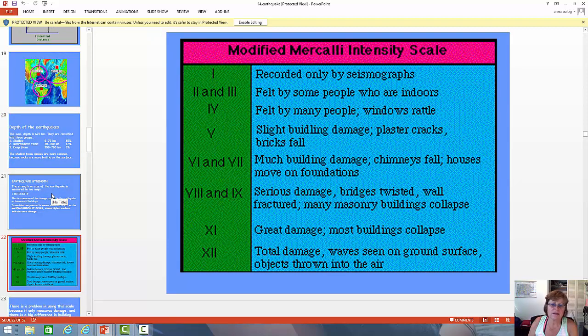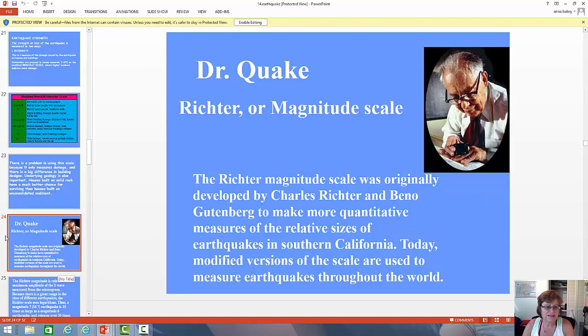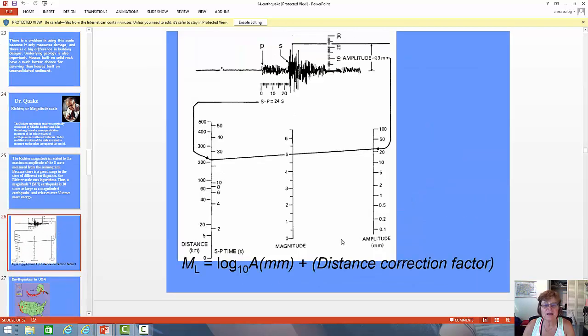The intensity scale, the Mercalli scale, and the Richter scale. Why is the Mercalli scale subjective? It's important to know. And then the Richter scale, and how do we measure it exactly? It's the amplitude of the S waves, and that's how they define the magnitude, and it relates to how much energy got released during the earthquake.